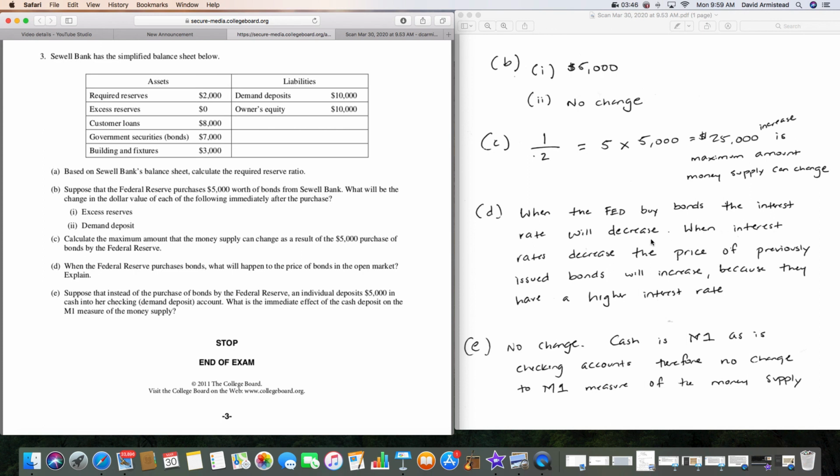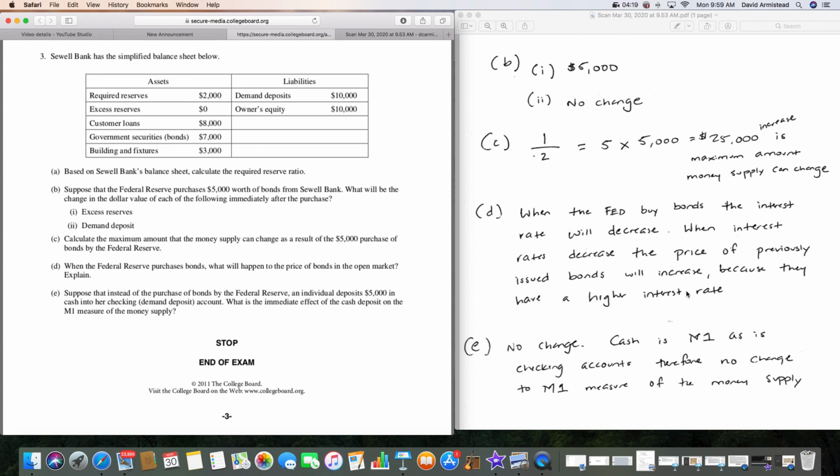When interest rates decrease, the price of previously issued bonds will increase because they have a higher interest rate, right? So all those bonds that carried an interest rate before this Fed action had a higher interest rate. The Fed bought bonds. That means these new bonds, right, have a lower interest rate. So those old bonds are attractive to investors. Price is going to go up for those old bonds that have that higher interest rate, all right? Key thing to remember there, though, if you don't understand all that, just remember that inverse relationship between interest rates and the price of bonds, okay?